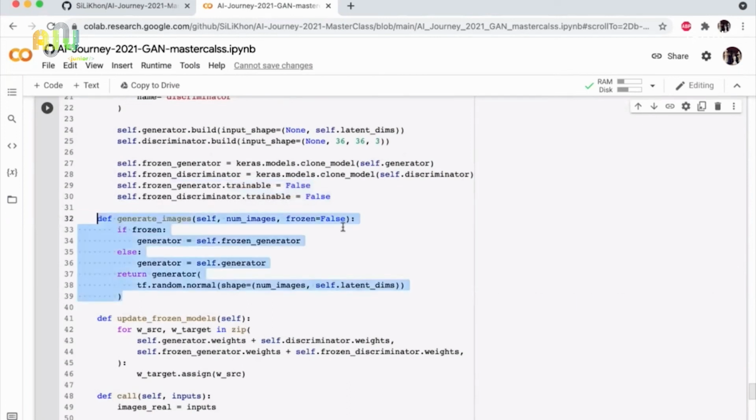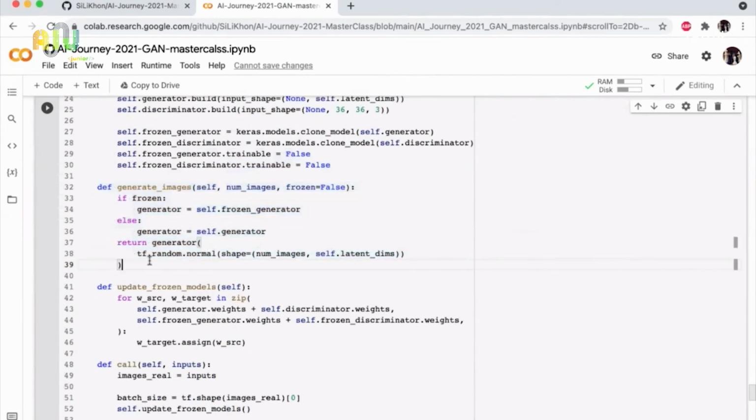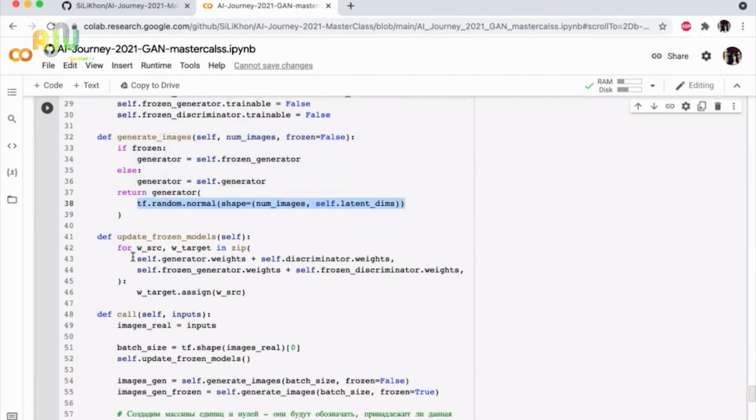We create another function separately to generate a set of images with a generator, and here we have a parameter that helps us choose whether we use a frozen one or not frozen one. If frozen, then this one. If not frozen, then this one in the bottom. And then we choose the generator with some random distribution.